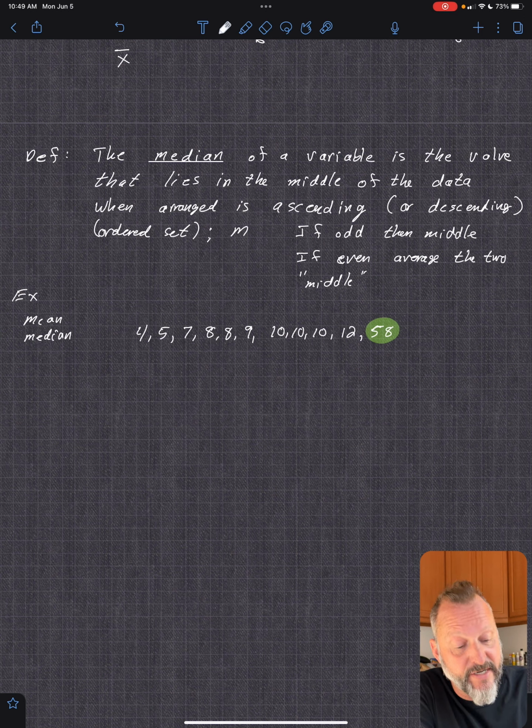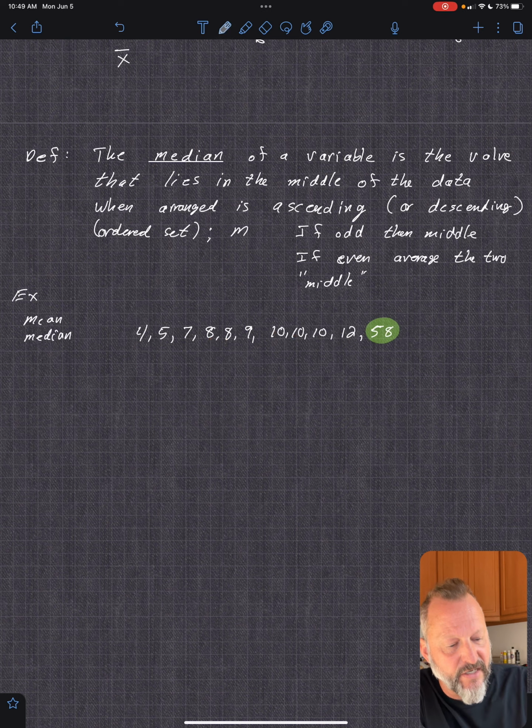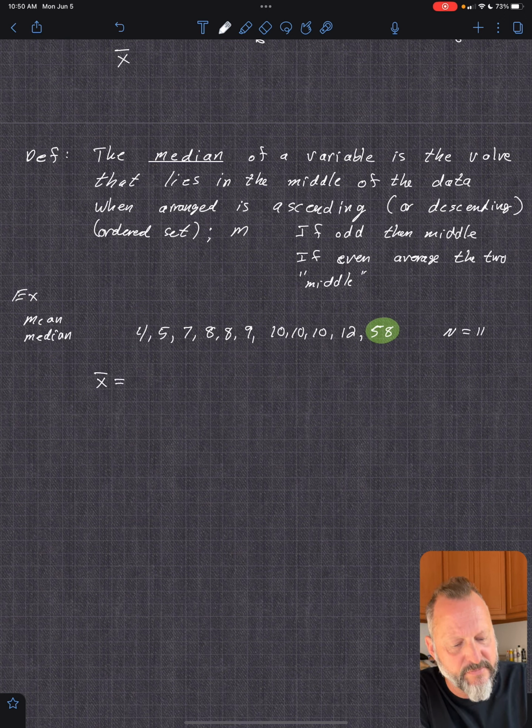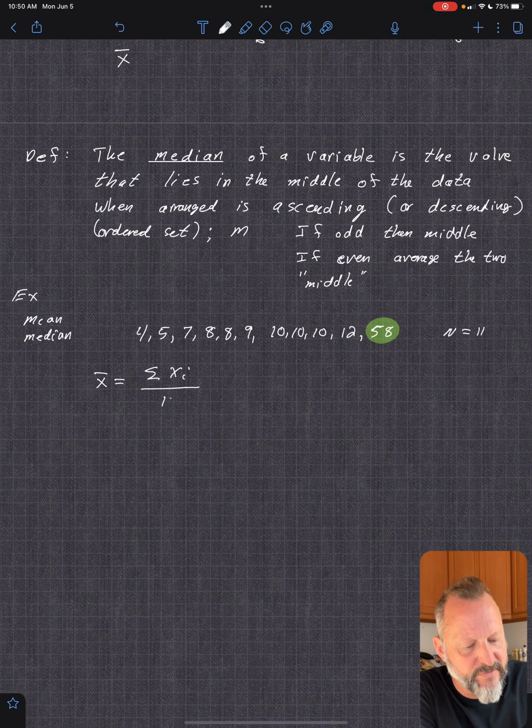So left to right, let's look at central tendency. So you count the numbers. So 1, 2, 3, 4, 5, 6, 7, 8, 9, 10, 11. So this is odd. So your n is 11. We'll look at the mean, and let's just pretend this is a sample this time. So we'll call it x bar. We add them all up. So you do the sum, and I'm not going to write it out. We'll just do it over 11.